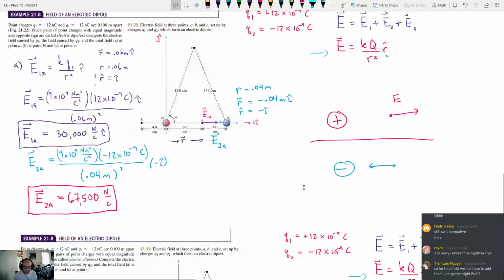Oh, we didn't do that for the first part. I'm sorry. Let's finish part A, because in part A, not only do we need to find E1A and E2A, the electric field created by each of those, we also need to find the total field. We didn't do that. So the total field, we just have to add them up together. That's exactly right. So we'll say E total is going to be equal to E1A plus E2A. Because everything is already written in vector form, all we have to do is add the two things.